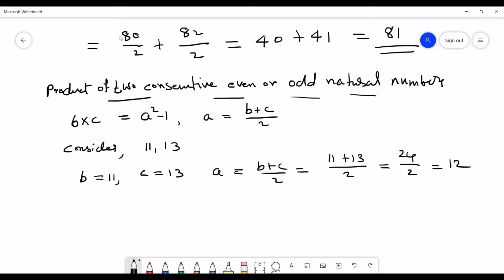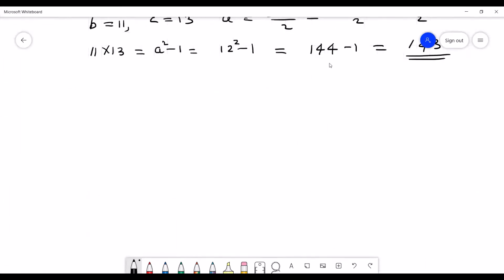So we are going to multiply 11 and 13. So 11 into 13 is equal to A square minus 1. Here A is 12, so 12 square minus 1. What is 12 square? 12 square is 144, minus 1, that is 143. So the answer of 11 and 13 has to come 143.